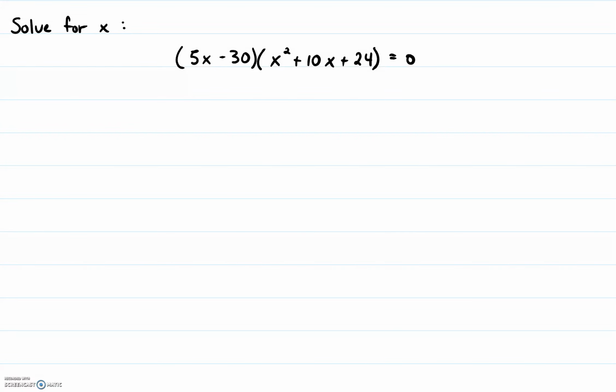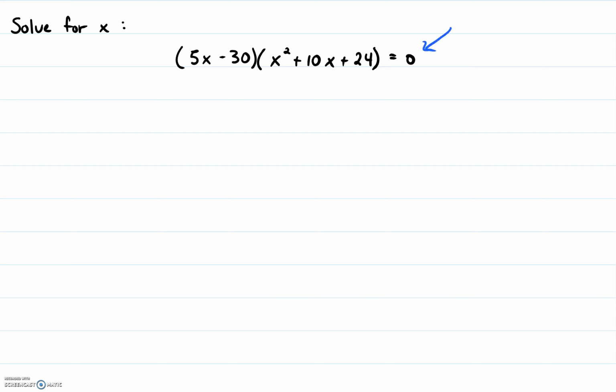In this video, we need to solve for x. And what we have is a product of polynomials. We have 5x minus 30, and we have x squared plus 10x plus 24, and those two polynomials are being multiplied together. Now, the reason that this problem is not going to be too bad is because that product is going to be equal to 0.